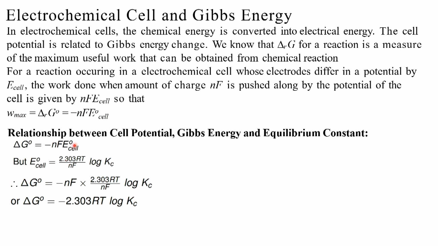So if we substitute the value of E naught here, we get delta G naught is minus nF times 2.303 RT by nF log Kc. So we get delta G naught is minus 2.303 RT log Kc. Or if we convert to natural logarithm, log base e, we get minus RT ln Kc here.